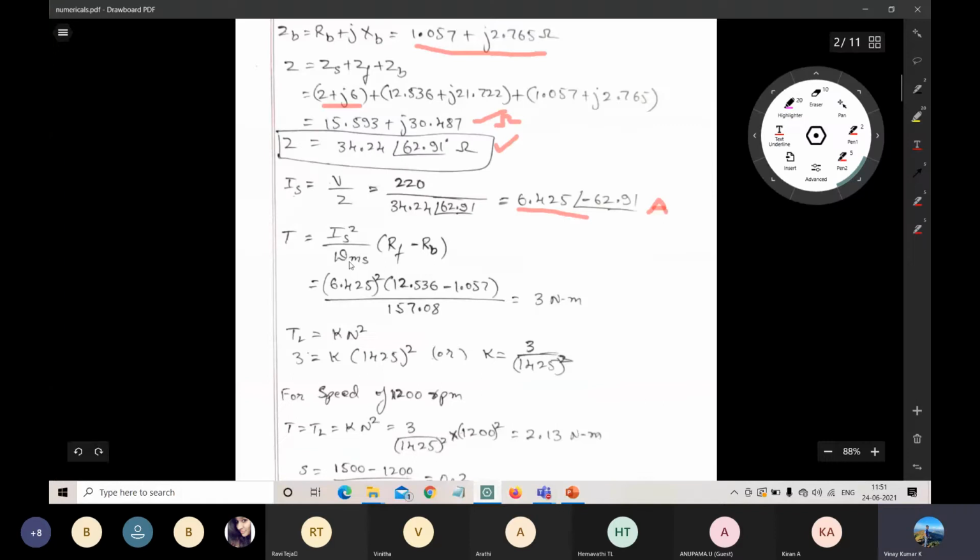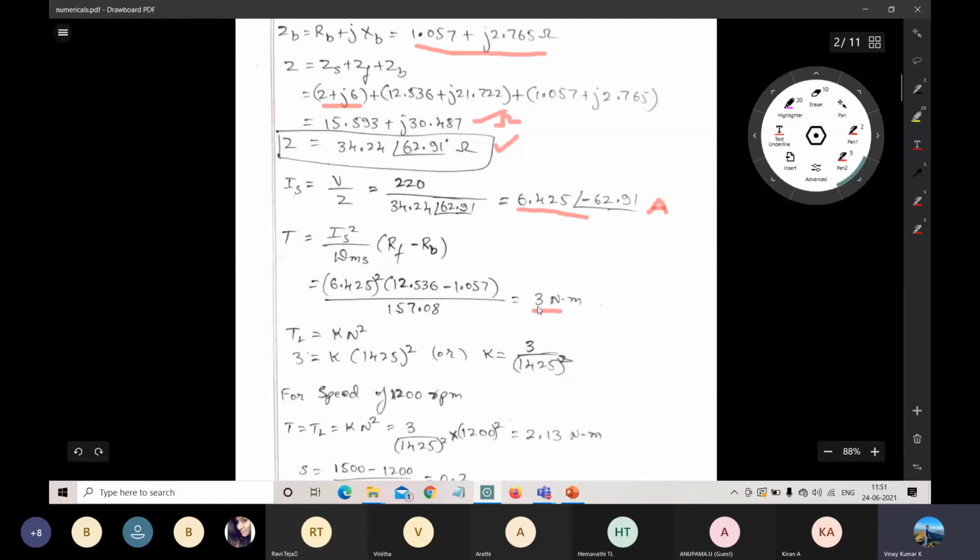Ia square divided by omega ms into Rf minus Rb: Ia is 6.425 whole square, Rf 12.536, Rb 1.057. Omega ms is 2 pi by 60 into ns, or else we had one more formula that we used in previous numericals. So we will get 3 Newton meter. So this is our torque.